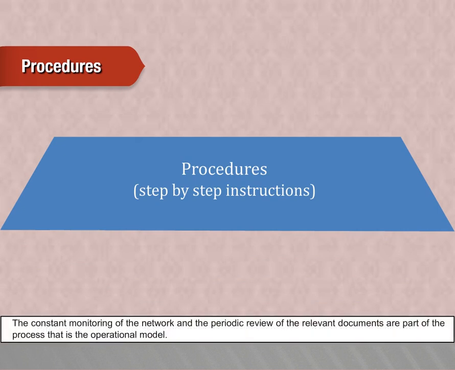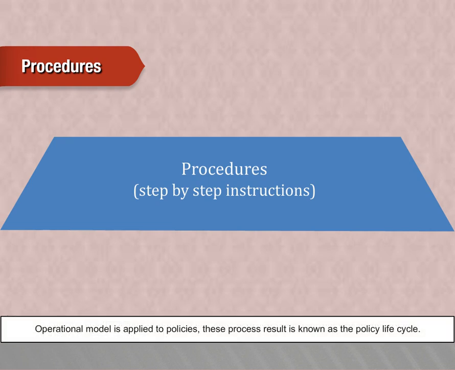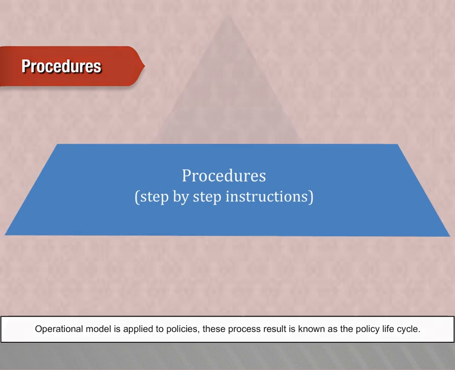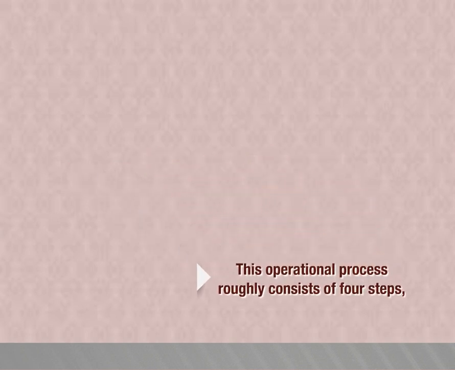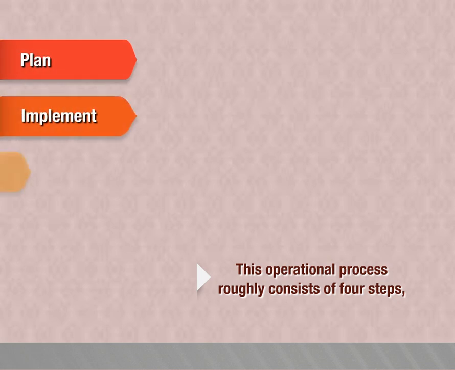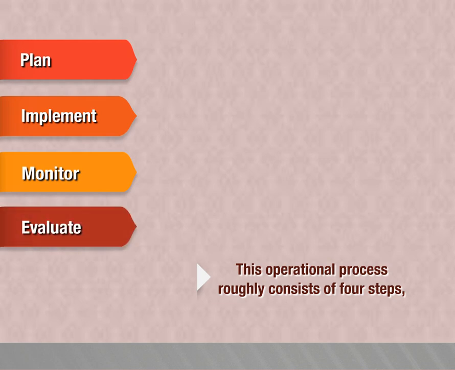The constant monitoring of the network and the periodic review of the relevant documents are part of the process that is the operational model. Operational model is applied to policies. This process result is known as the policy life cycle. This operational process roughly consists of 4 steps: plan, implement, monitor, evaluate.